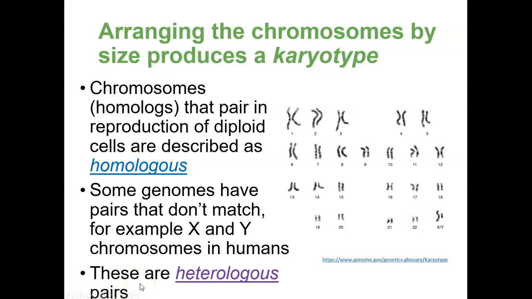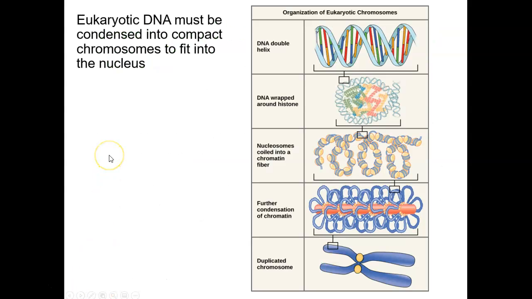So those are called heterologous pairs, where they're different, hetero meaning different. The eukaryotic DNA is very large. It's quite a large molecule, and so we have to be able to compact it in order for it to fit into the nucleus. So here we're looking at just a tiny little piece of the DNA.